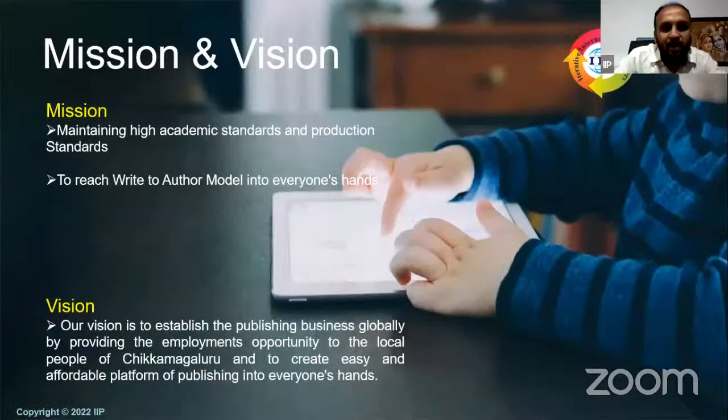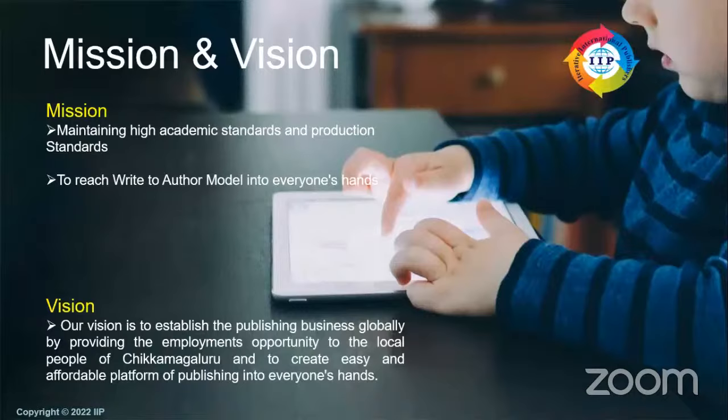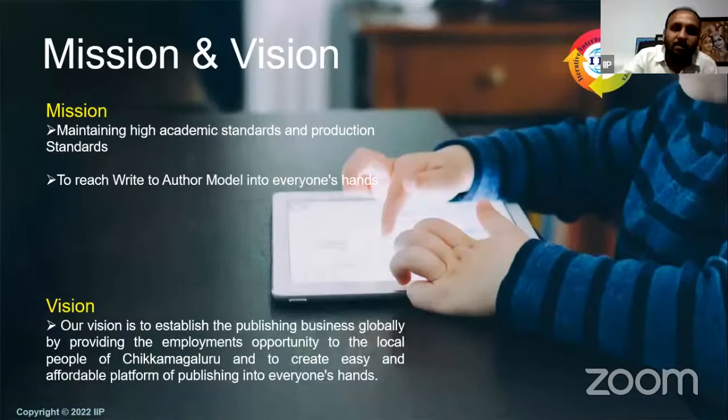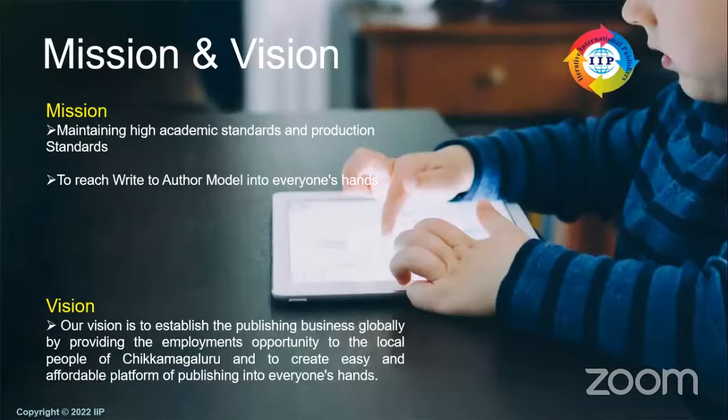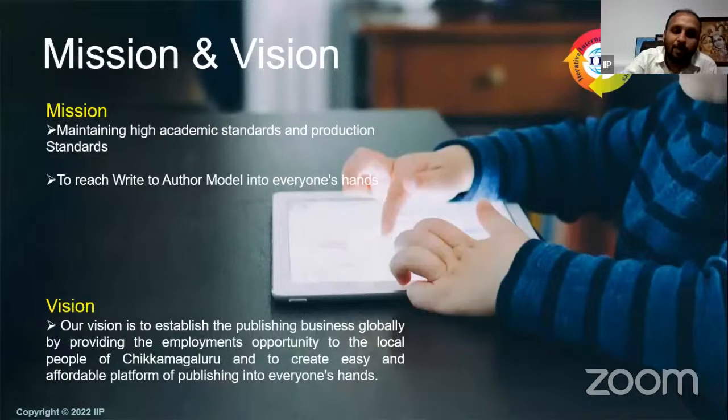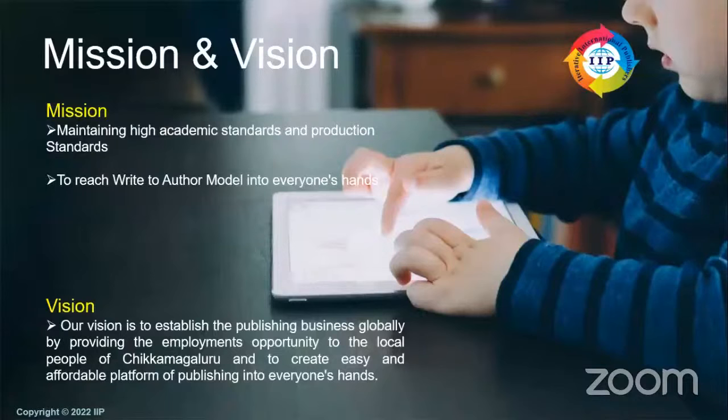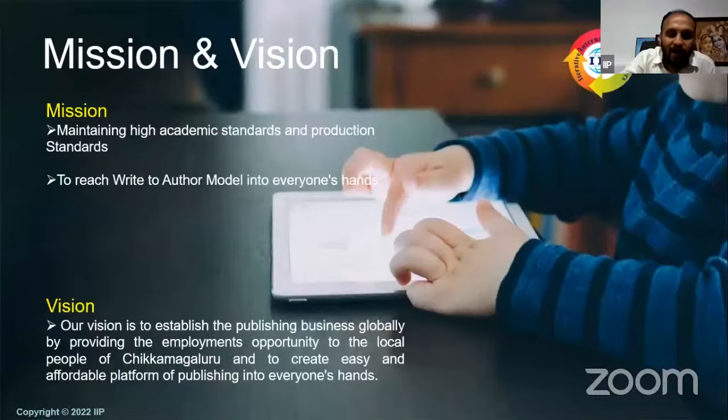This is the mission and vision of our company regarding publishing: maintaining high academic standards and production standards, and to put the right-to-author model in everyone's hands. This is our mission. And our vision is to establish the publishing business globally by providing employment opportunities to the local people of Chikmagalur, a small town in Karnataka state. By providing opportunity to local people of Chikmagalur, we have the vision to establish the publishing industry across the entire world. And the main vision is to provide an affordable platform.